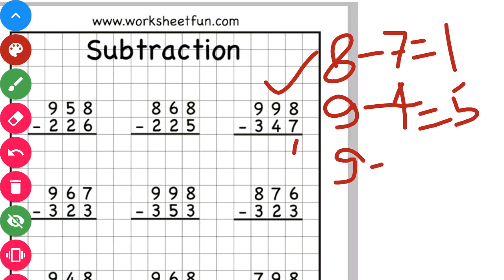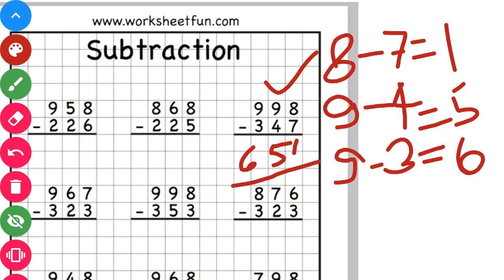And 9 minus 3. Now subtracting 3 from 9, what we will get? 6. So our answer will be, at tens place we are having 5 and at hundredth place we are having 6. 651.